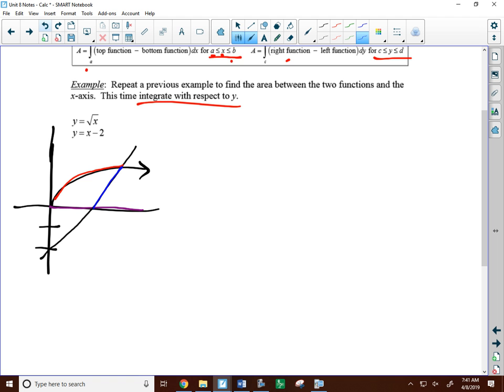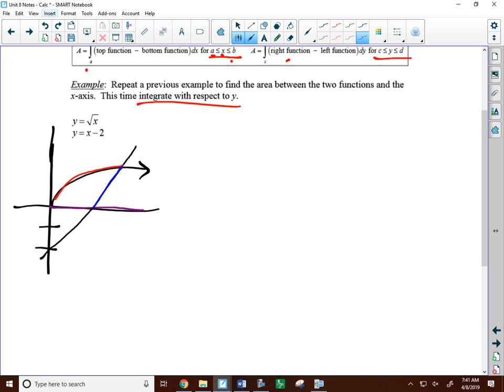What we're going to do now is have it in terms of y. We go right minus left. The right function is always the blue line. The left function is always the red curve. We only need one integral. That's why this one can be nice at times.